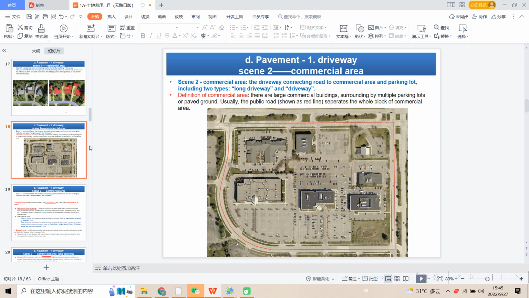Then let's move to scene 2 in the commercial area. In the commercial area, the driveway connects the road to the commercial area and the parking lot, including two types: long driveway and short driveway. The definition of a commercial area: they are large commercial buildings surrounded by multiple parking lots and or paved ground. Usually a public road, as shown by the red line, separates a whole block of commercial area.